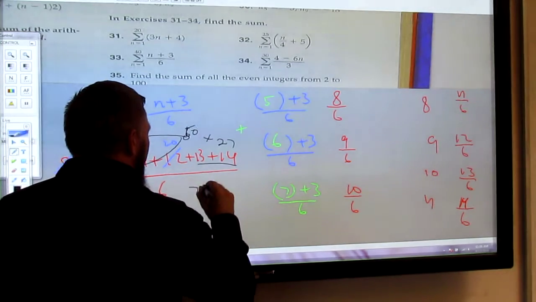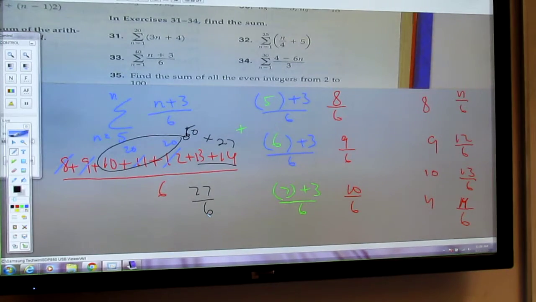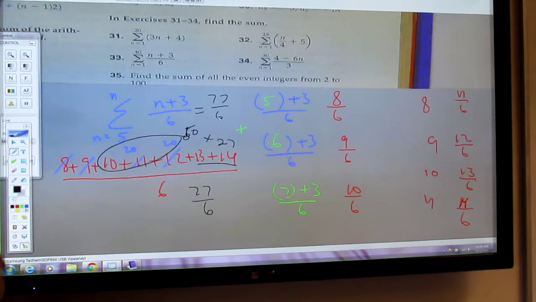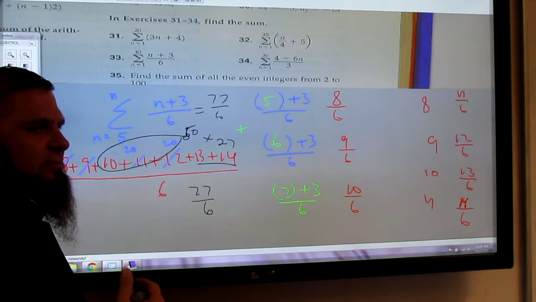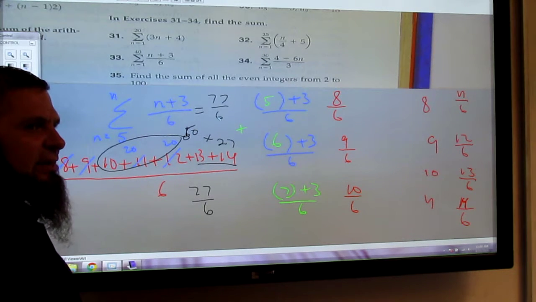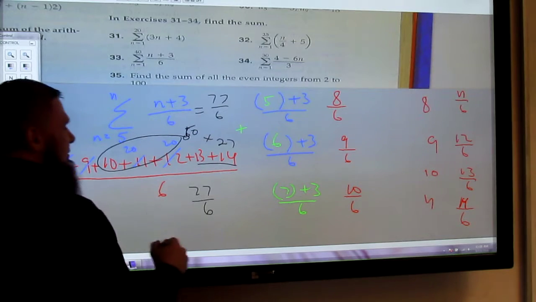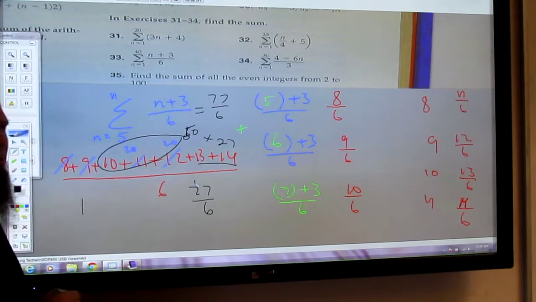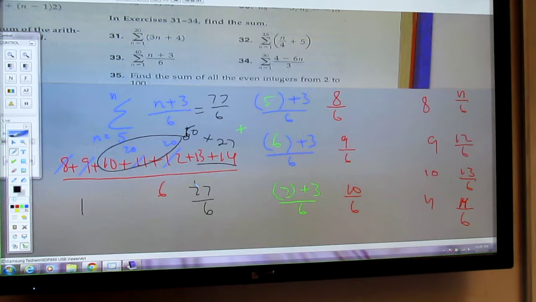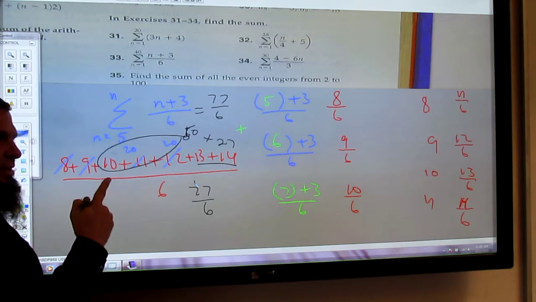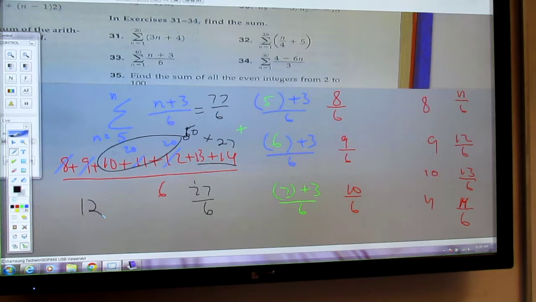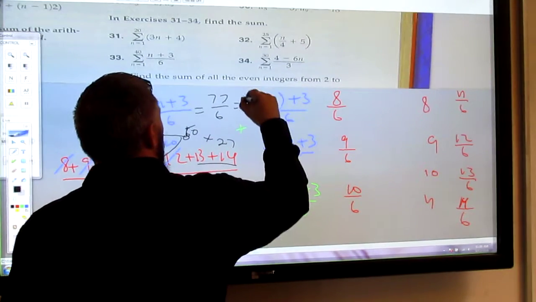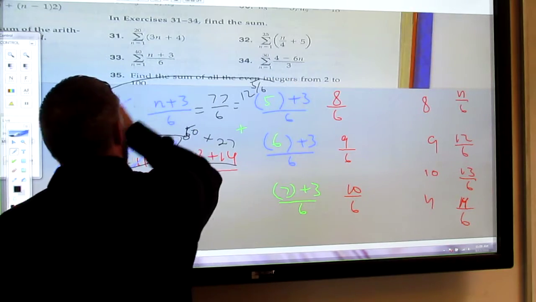All right. And then 77 over 6. Right? That's what this equals. 77 over 6. Now, how many times does 6 go into 77? 12, right? With 5 left over. Think of it like this. 6 goes into 7 once, 1 left over. 6 goes into 17 twice, with 5 left over. So we're left with 12 and 5 over 6. And that's what that answer would be.